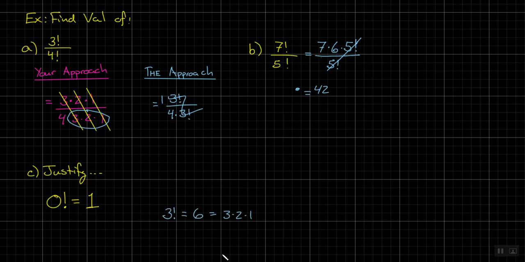Everybody agrees with that. What's 2 factorial? 2, and that would have been 2 times 1. Okay, I just want to think this out. If I know what 3 factorial is, how do I go from 3 factorial to 2 factorial?